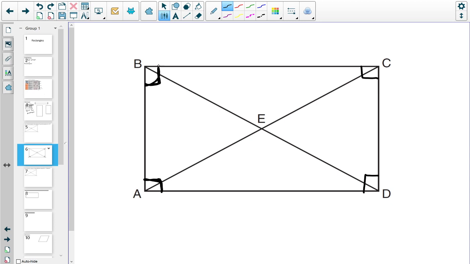All of these are 90. And then another property here. One property that I haven't mentioned yet that is very important to rectangles, and it's special to rectangles. So no matter how big, how long, whatever way you shape a rectangle, the diagonals of a rectangle are always going to be congruent.